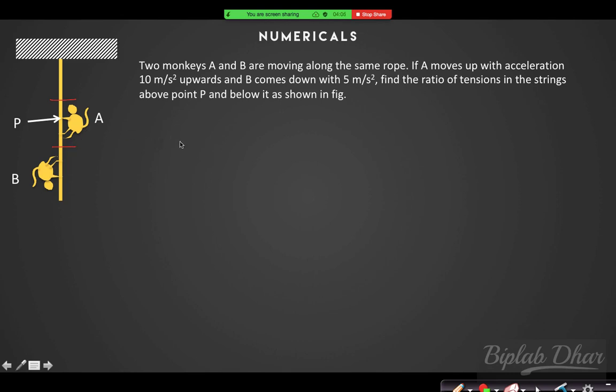Now before drawing the free body diagram of the ropes, if I try to draw the free body diagram of the monkey, which force is responsible to pull that monkey above? Tension force? Basically, it's not the tension force. Friction. Yes. If you closely look, the monkey is holding the rope, so there is some force between the hand of the monkey and the rope. That is one type of friction force.